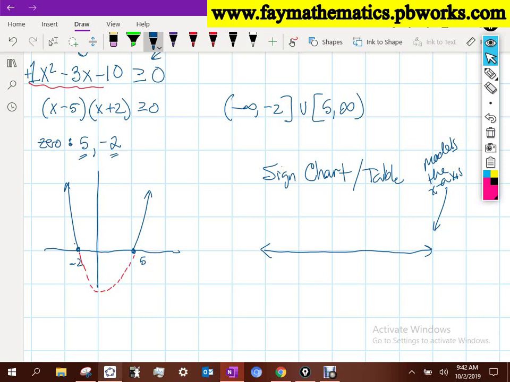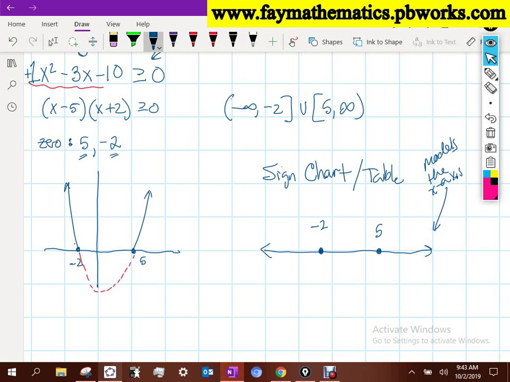So if it's modeling the x-axis, the thing that we're going to want to do is once we factor this, we want to put our zeros on here. Okay, so I want to put negative 2 on here. I want to put 5 on here. However many zeros you have, we'll talk about this later on in another example. If I have 3 or 4 or 5 zeros, I put them all up there.